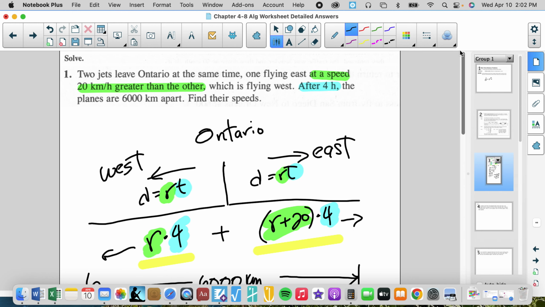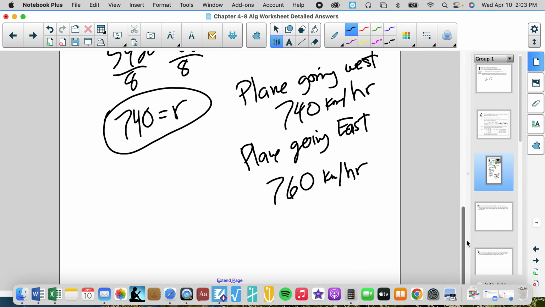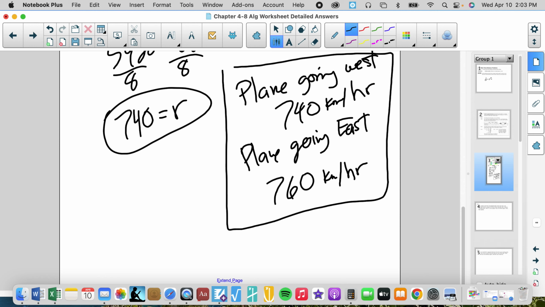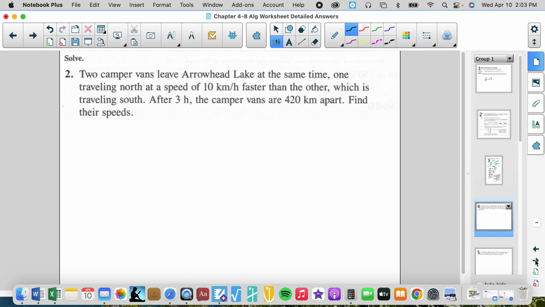But that may not answer the question. It says find their speeds. So I did plane going east 740, plane going west 740, plane going east 760. Sound good? Good. New problem.